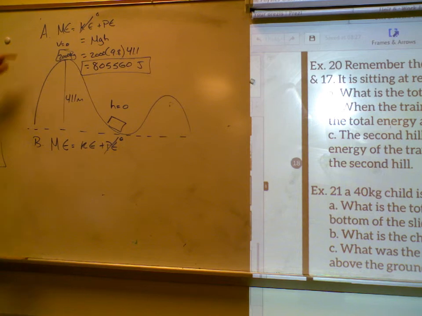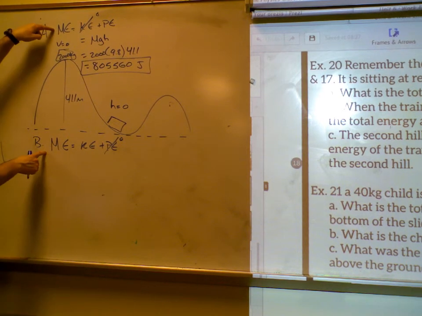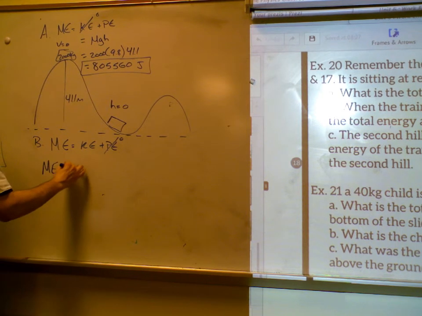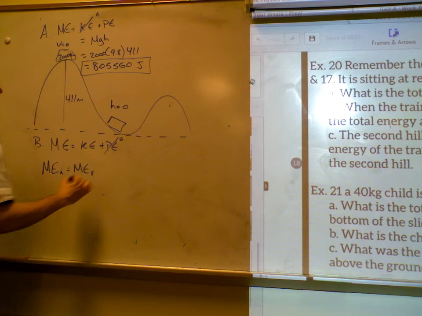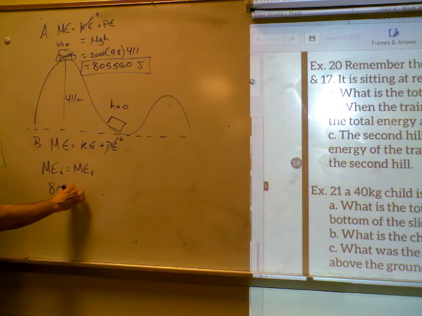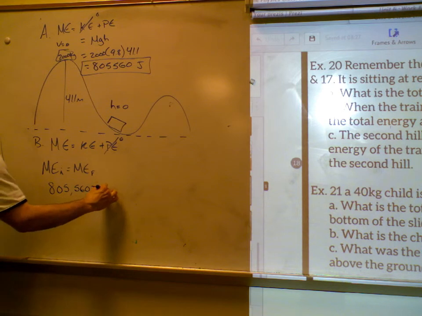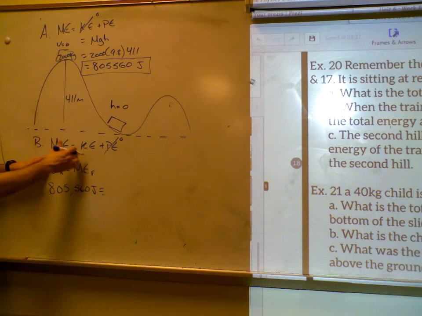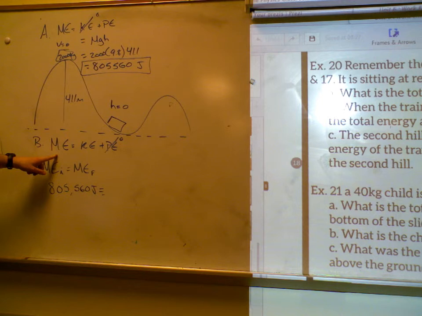What do you know about these two mechanical energies? They're the same, because our mechanical energy initial equals our mechanical energy final. So the total energy down here is 805,560 joules, and that equals the kinetic energy. Mechanical energy equals the sum of these two, the PE is 0, so all we have at the bottom is kinetic. Does that make sense, guys? Okay. Oh, we're not done with part B yet.